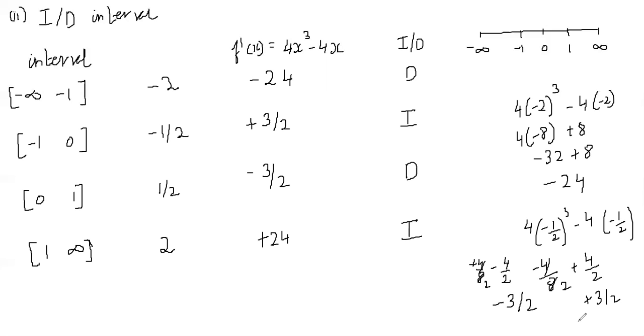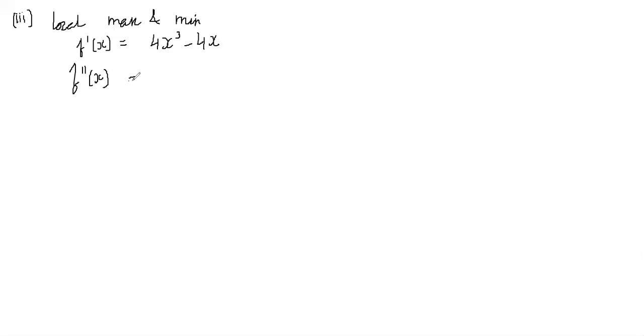Next we have to find the local maxima and minima. So how to find the local maxima and minima is, we have to find f double dash of x. That is, we have to differentiate that value again. So already we have found out what f dash of x is. It was 4x cube minus 4x. If we differentiate again, 3 will come down, so 4 threes are 12. Power will be reduced by 1, so 12x square minus 4, differentiation of x will be 1. So this is f double dash of x.